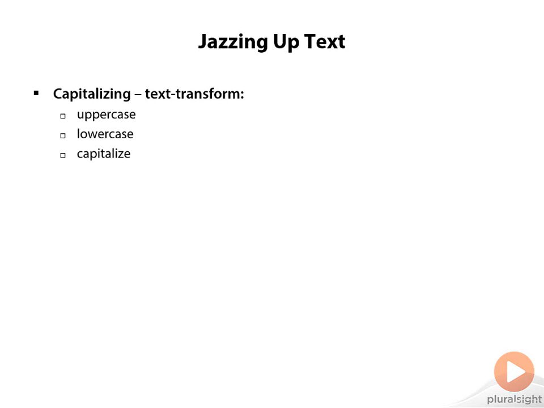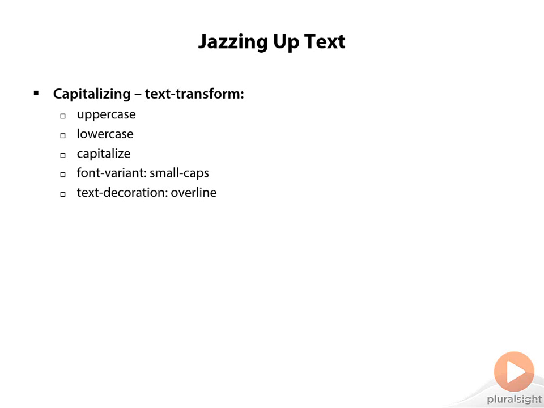Capitalization can be done automatically in CSS using the text transform. And you can set your text to uppercase, lowercase, or even capitalize, which will capitalize the first letter of each word. You can use font variant to set small caps, and you can use text decoration for underline and overline.